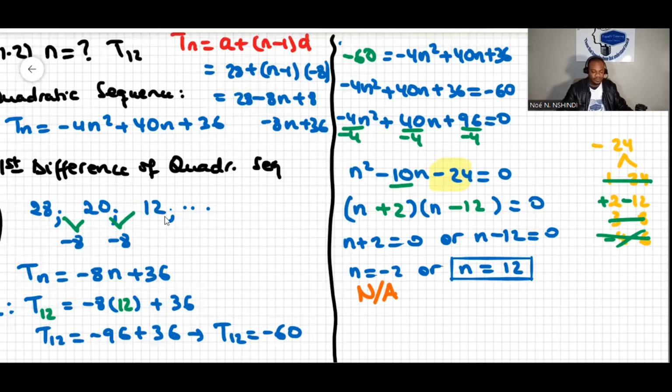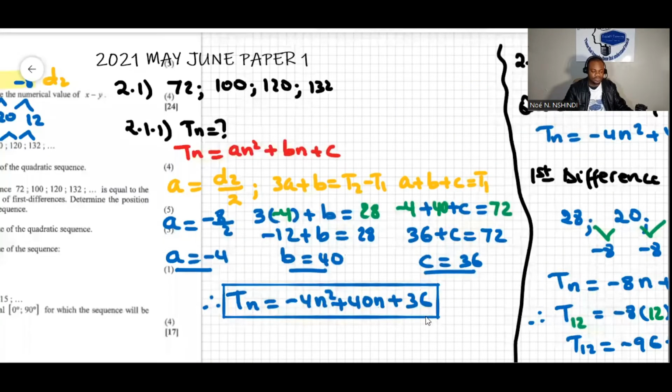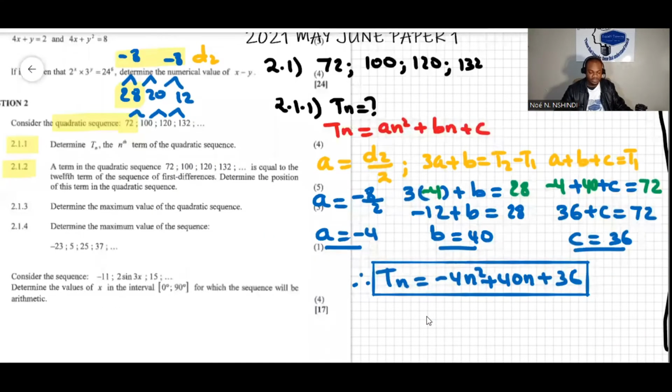Okay, the following question is over here, 2.1.3. The question says: determine the maximum value of the quadratic sequence.